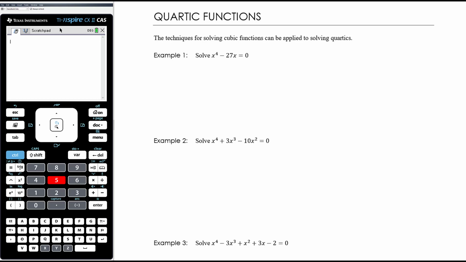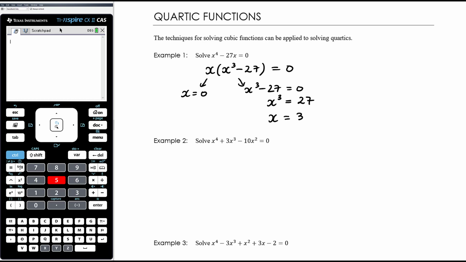Let's factorise the left-hand side, looking for common factors first. x is a common factor, which leaves me with x cubed minus 27. This doesn't factorise any further, or not easily, but we can use the null factor law from this point. So either x equals 0, or x cubed minus 27 equals 0, which we can solve by adding 27 to both sides. x cubed equals 27, and so x is the cube root of 27, which is 3. So there are two solutions.